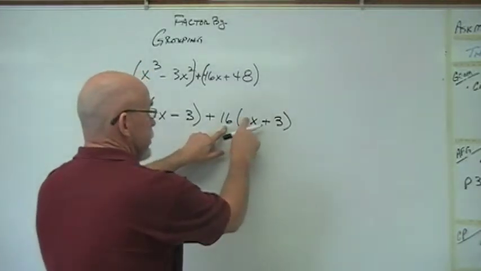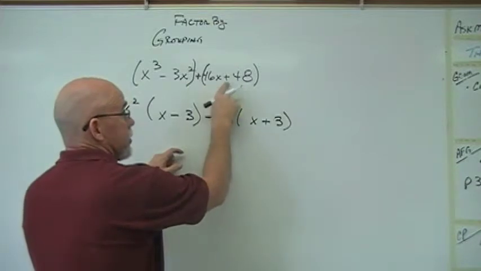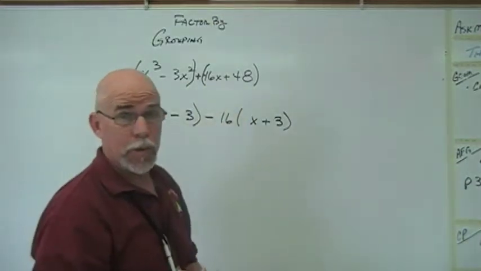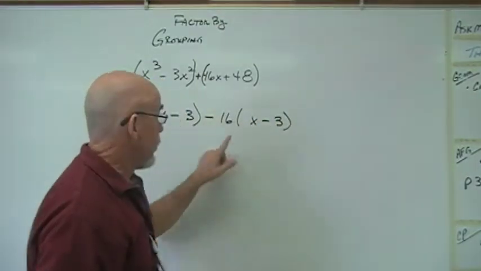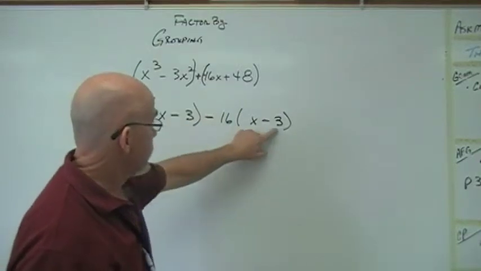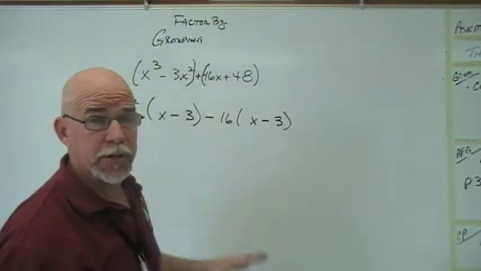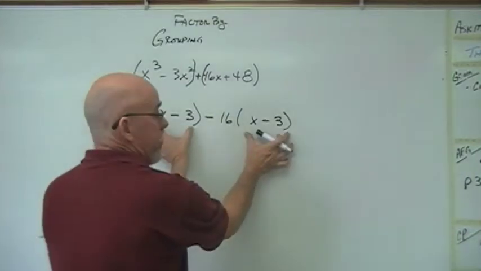Instead of factoring a positive 16, I could have factored out a negative 16 out of both of these, because each will divide equally as well, which would just change the signs of these two terms inside. Negative 16 times x is still negative 16x. Negative 16 times negative 3 is still positive 48. So I factored correctly. I just needed to factor it in a way so that I'd have the same binomials.